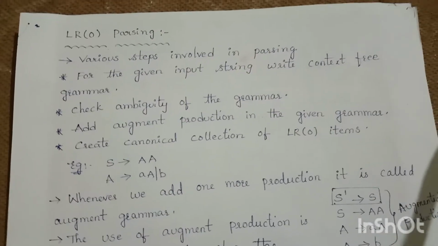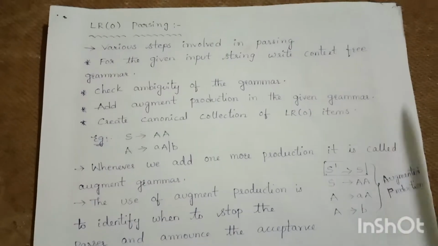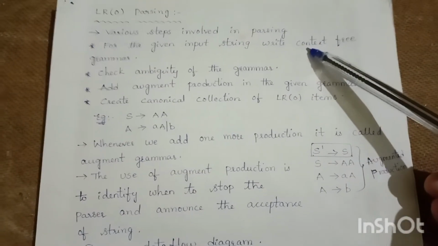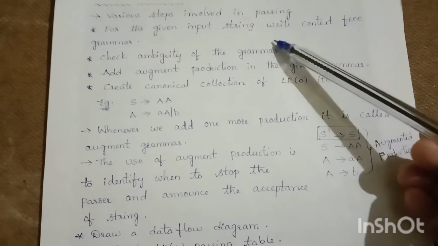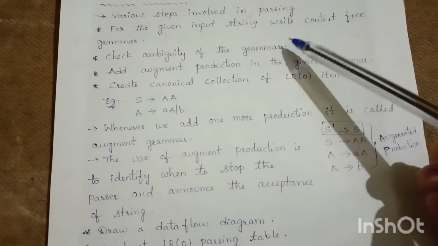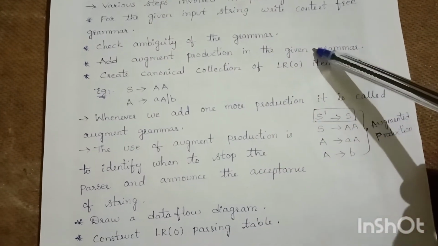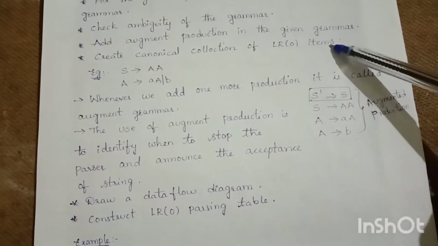So first we are going to consider LR0 parsing. In LR0 parsing, various steps are involved. For the given input string, the first thing we need to do is write the context-free grammar. Then check the ambiguity of the grammar. Then add the augmented production to the given grammar. And then create the canonical collection of LR0 items.